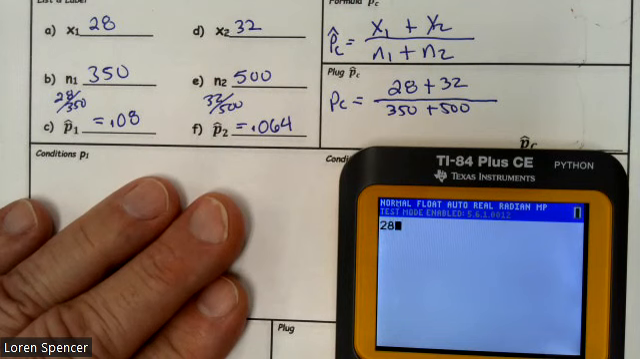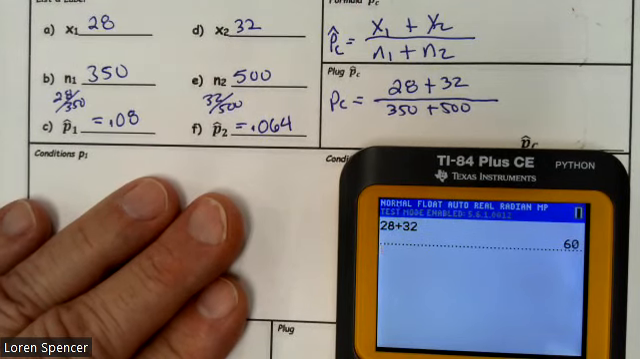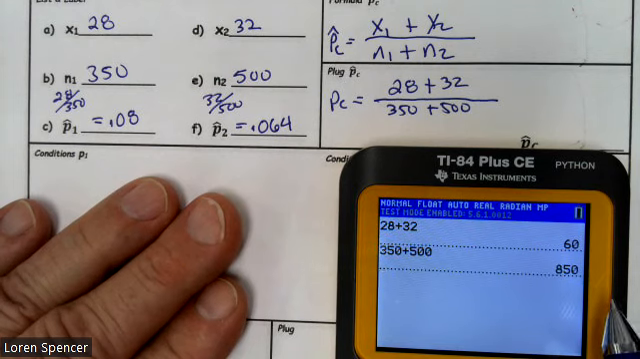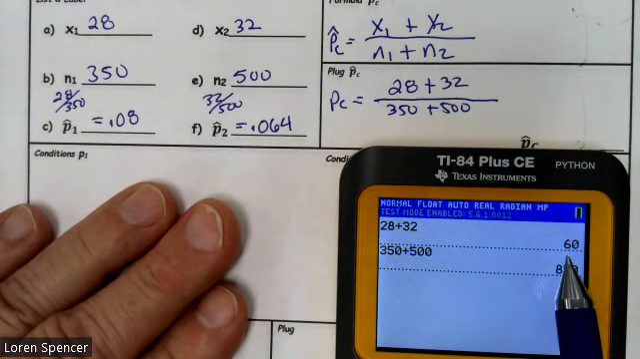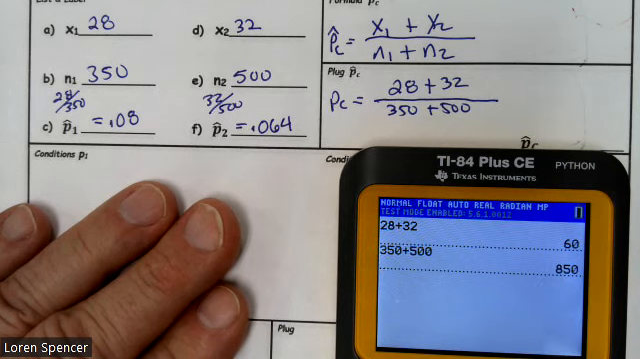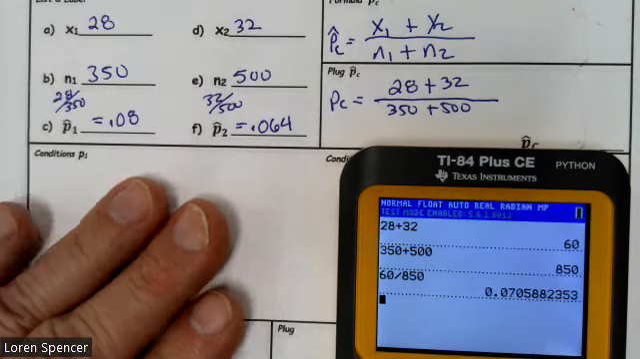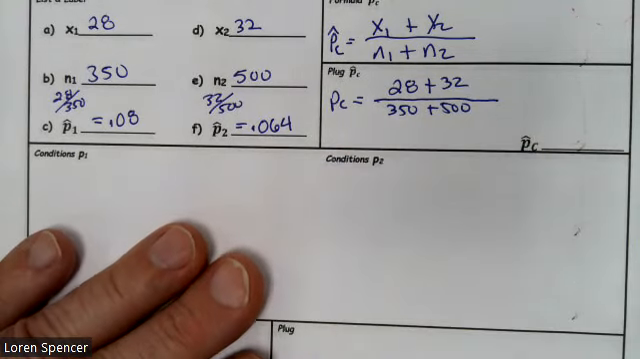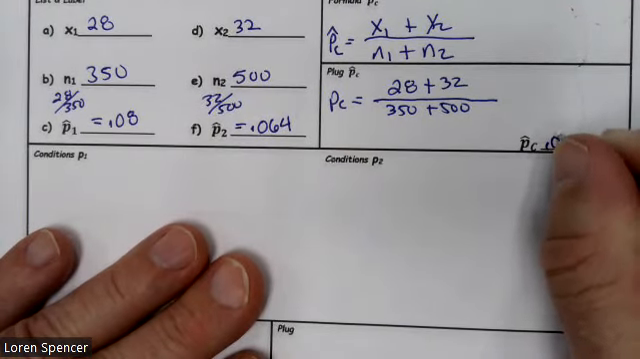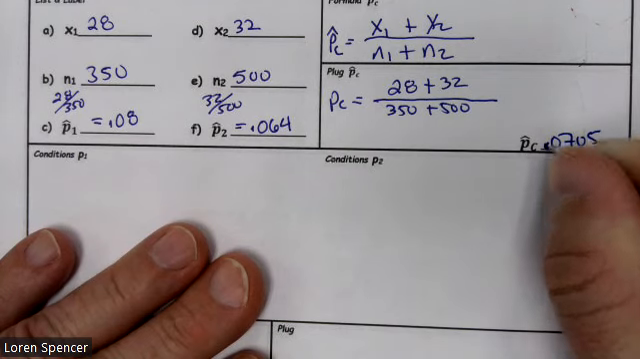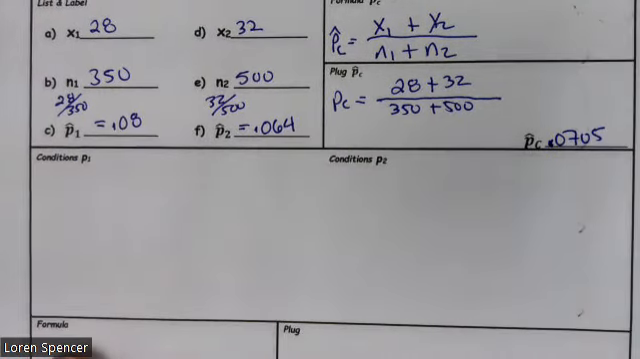So 28 plus 32, that's my numerator. My denominator is 350 plus 500, which is 850, but they told us earlier in the story that they sampled 850 cars. So we have 60 defects out of the 850. So my best estimate is 0.0705. So PC is 0.0705, and we have to have that in order to do our conditions.